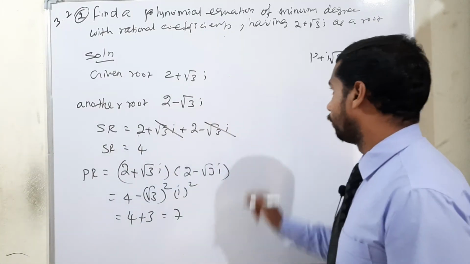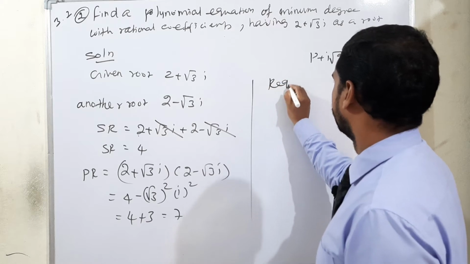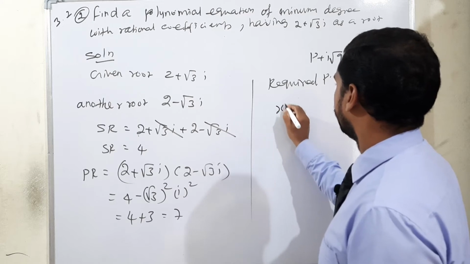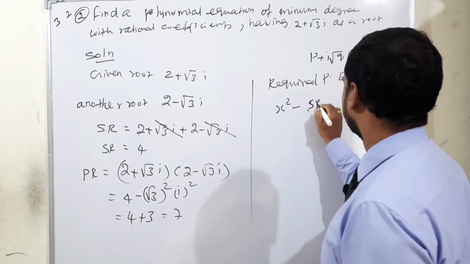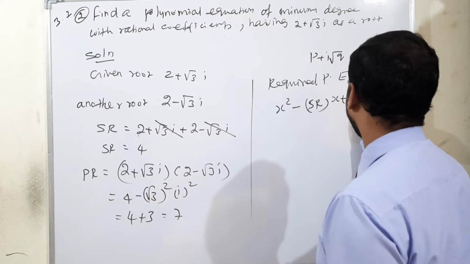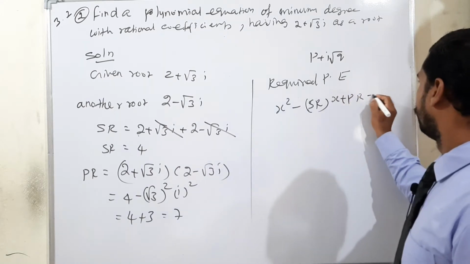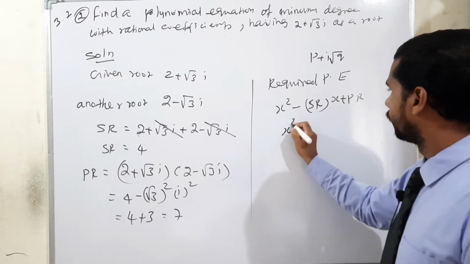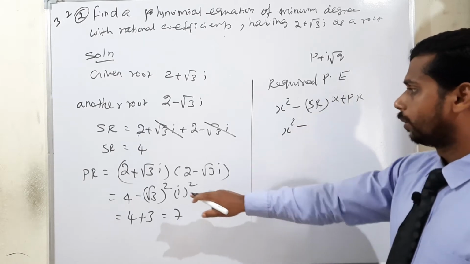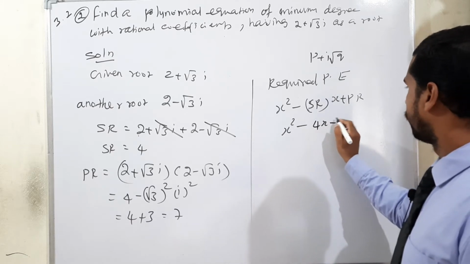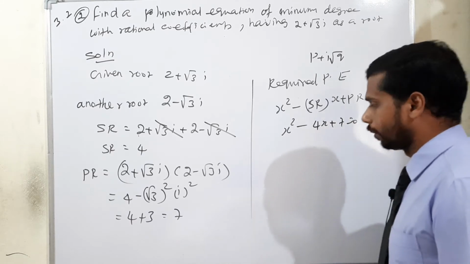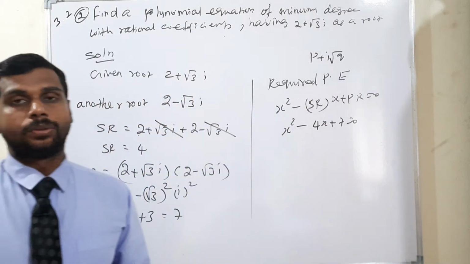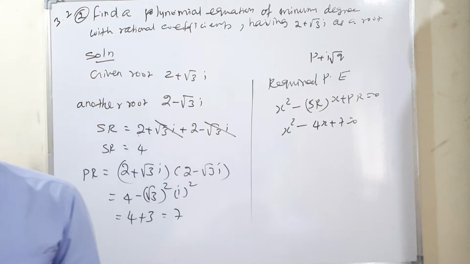Then the required polynomial equation is x square minus sum of roots times x plus the product of roots. So x square minus 4x plus 7 is equal to 0. Okay, the required equation: x square minus 4x plus 7 is equal to 0. I will continue with the next question.